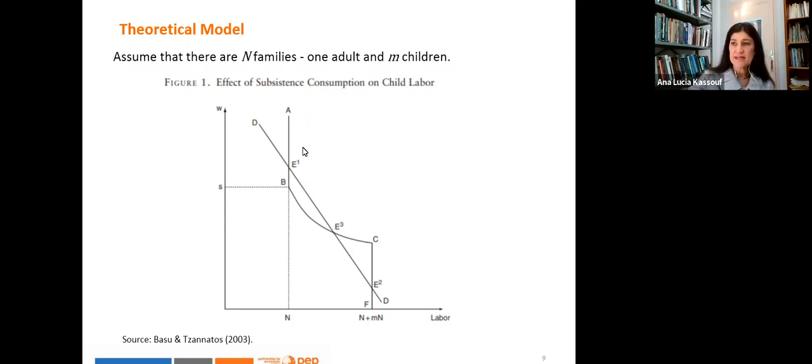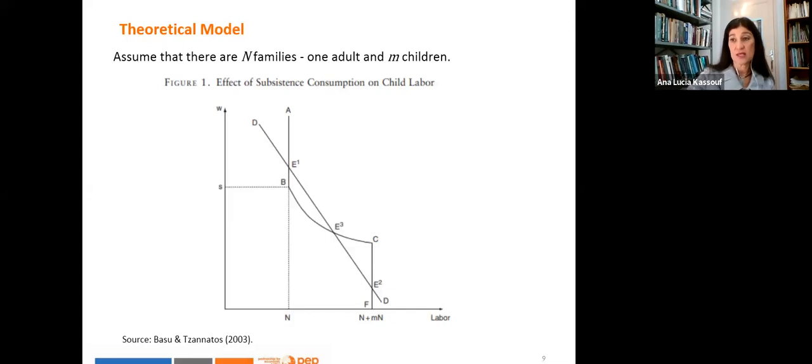As W, as the wage drops below the subsistence level, below S, children are sent to work in an effort to reach the target acceptable level of income. So remember, parents are altruistic.